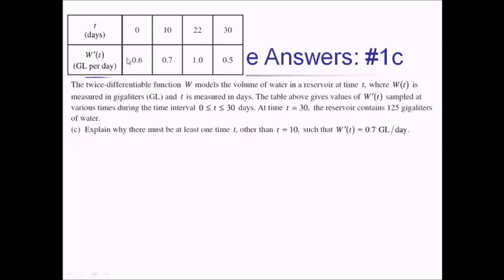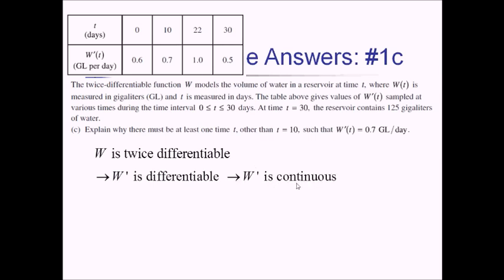And to do that, we're going to need to show that W prime is continuous. The key on this is they told us W was twice differentiable. And this is important that it's twice differentiable, because the fact that W is differentiable by itself does not prove W prime is continuous. It just proves that the limit exists everywhere for W prime. So to get the continuity, the fact that W is twice differentiable means that W prime itself is differentiable, and that is enough to show that W prime is also continuous. So that means we can use the intermediate value theorem.